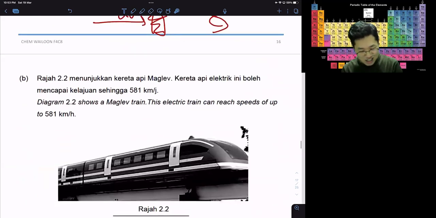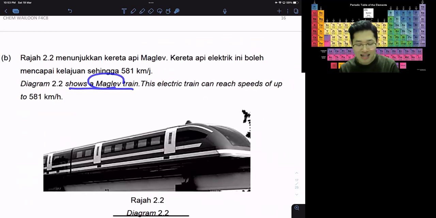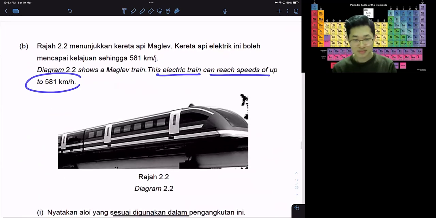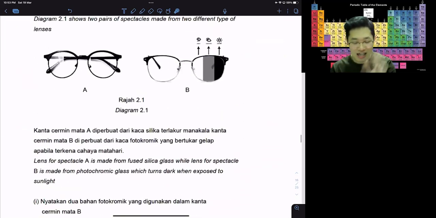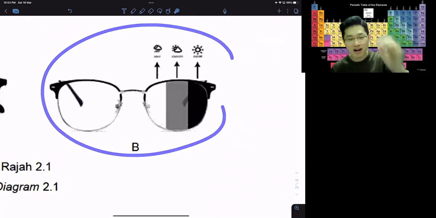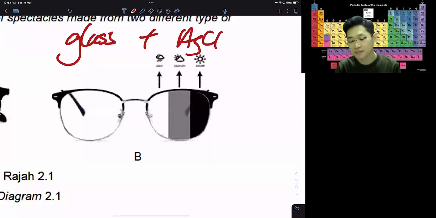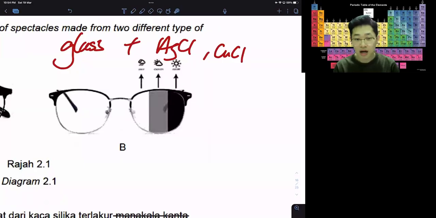Next. It shows what is that? Maglev. Maglev train. This electric train can reach speeds of up to 581 kilometres per hour. Okay, Arvin asked me this question. Okay, I ask you all. This specs is made of glass plus the AgCl thing, right? So Arvin asked me, which one is the strengthening substance? Can you all tell me?